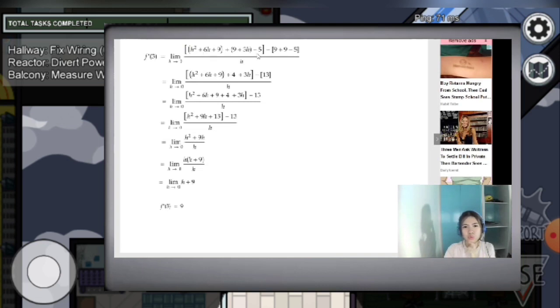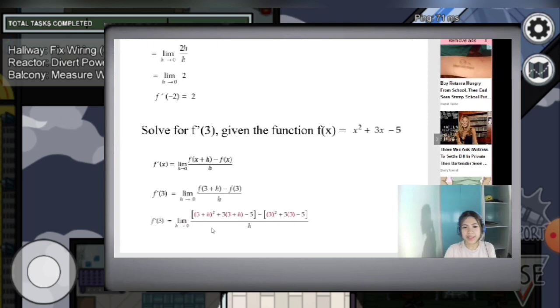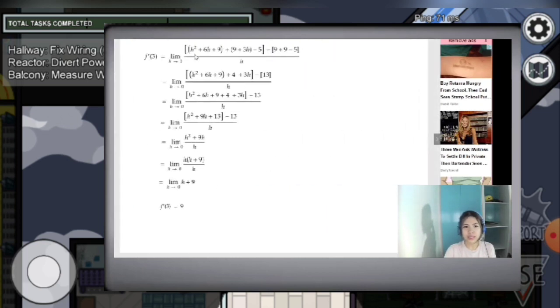Here, we're going to remove the unnecessary parentheses and combine the like terms. So here, positive 9 minus 5 is 4, copy 3h, and this we just expanded, this 3 plus h squared, then we're going to get h squared, positive 6h, positive 9, copy. Then here, we're going to combine. 9 plus 9 is 18 minus 5 is 13. Then after that, remove the parentheses.